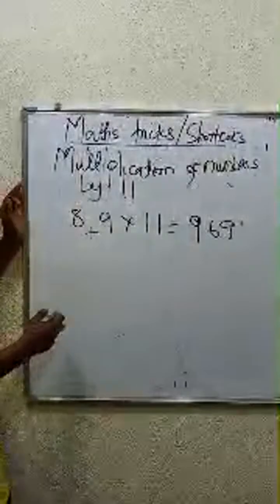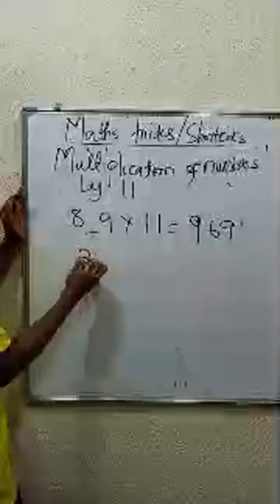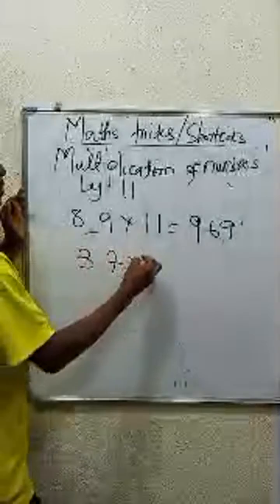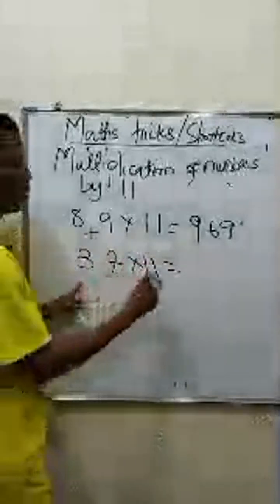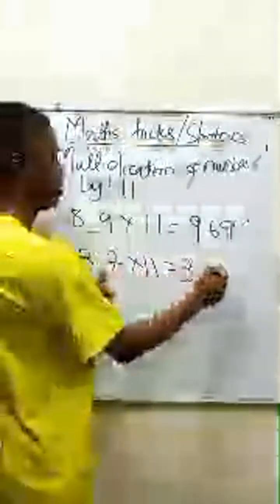Let's look at the next one. Let's say we have 37 times 11. Do you know what to do? Write 3, give a space, write 7.